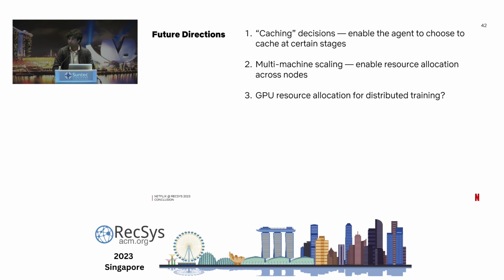So some future directions we could look at here might be for InTune to help with caching decisions. Where in the pipeline should data be cached to be saved across multiple epochs, multi-machine scaling, distributing resources across multiple CPU nodes, or potentially even GPU resource allocation across multiple jobs for distributed training.